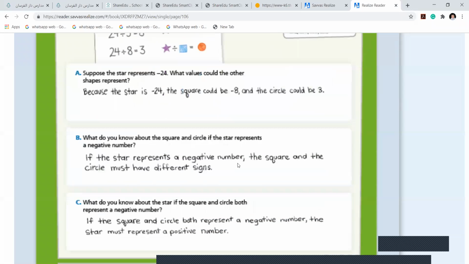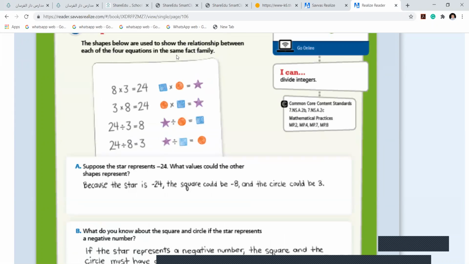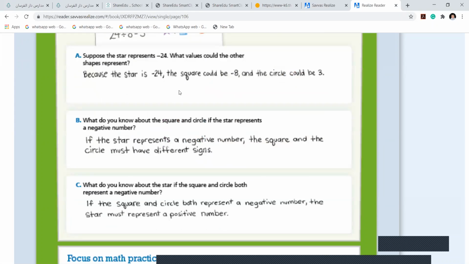Now, what do you know about the square and circle if the star is a negative number? Girls, if a star is a negative number, what do you think? Either the square or the circle has to be negative. One has to be negative. Am I correct? If the star represents a negative number, the square and the circle must have different sign. Just write: the square and circle must have different sign.